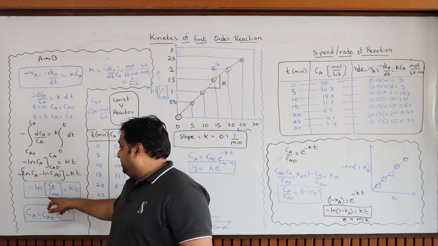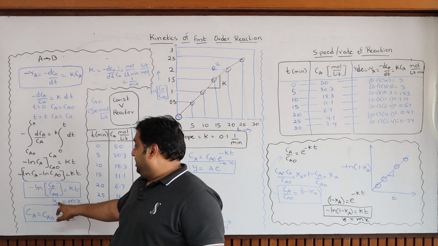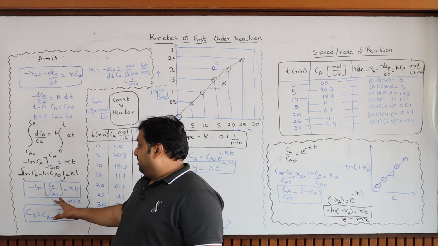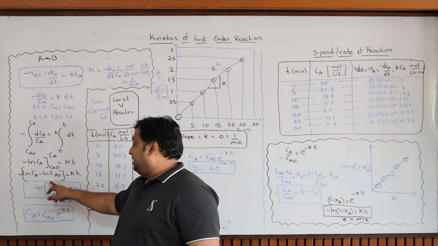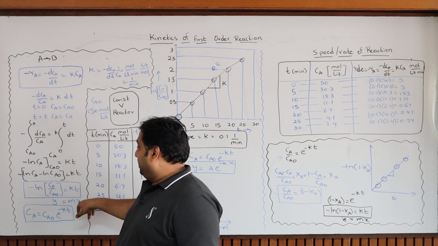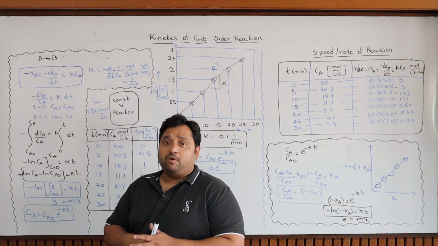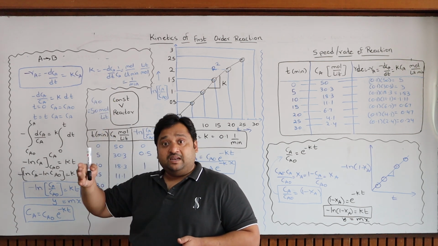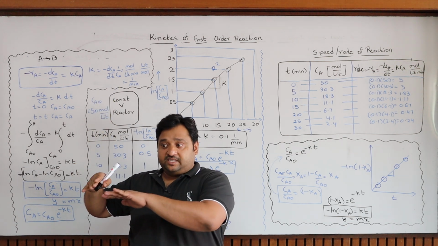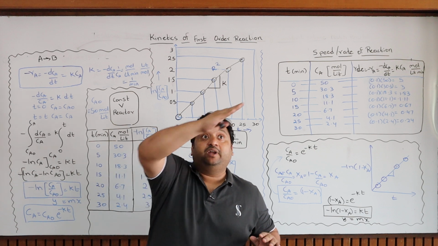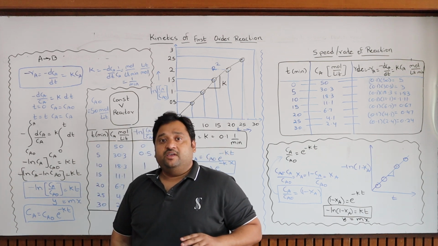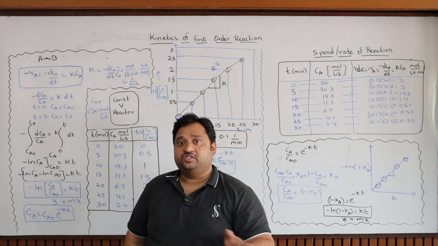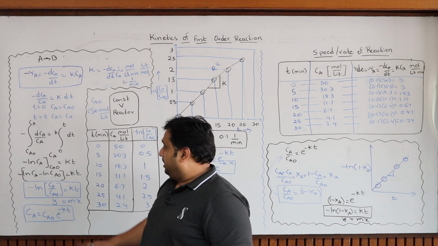If you imagine, this is a kind of equation of a line, y equal to mx. That means y is minus ln Ca by Ca0 and x is time. If this is a first order reaction and I plot minus ln Ca by Ca0 on the y axis and time on the x axis, then I should get a straight line. Then whatever I have assumed is a first order reaction.